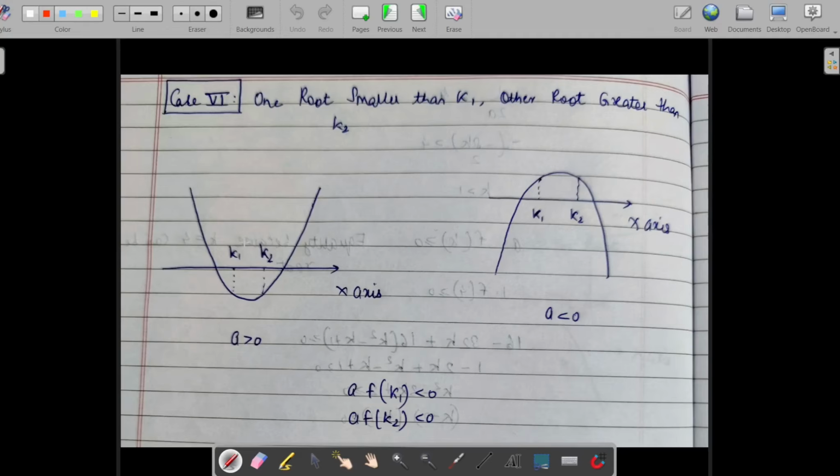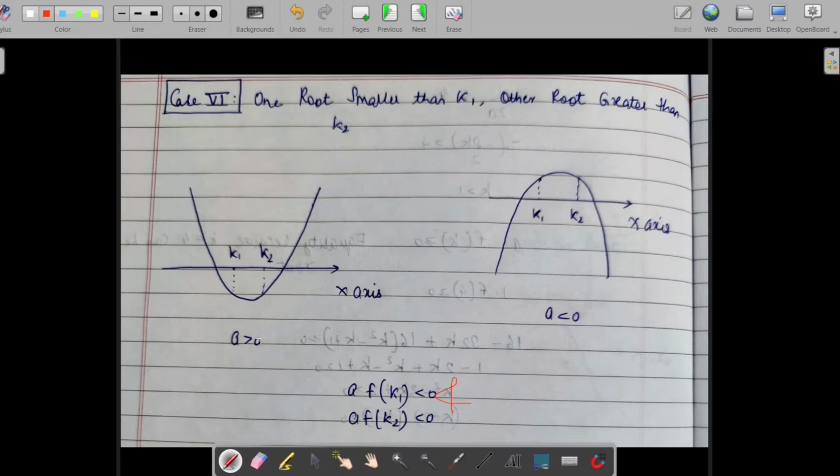So one root is smaller than k1 and the other is greater than k2. There can be two cases, a is greater than 0 and a is less than 0. So we notice the sign of f of k at k1 and k2, pretty similar to the previous two cases, that is case 3 and case 4 that I mentioned above. The overall condition is a times f of k1 should be less than 0, and that is an intersection of a times f of k2 is less than 0.